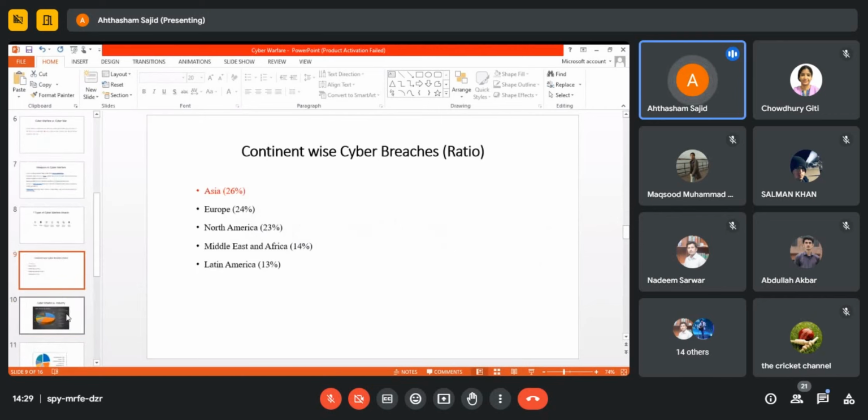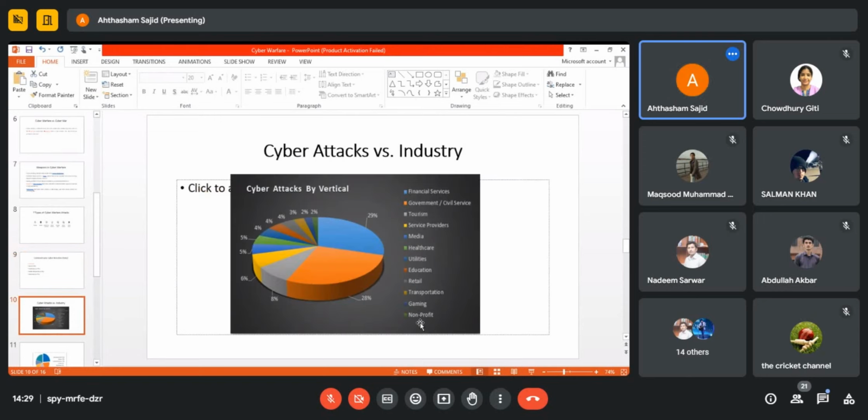Now let's have some statistics on the cyber breaches till now. The highest percentage of breaches, where successful cyber attacks have been launched, is in Asia, and it is almost 26%. Then we have Europe 24%, then North America 23%, then Middle East 14%, and then Latin America 13%.